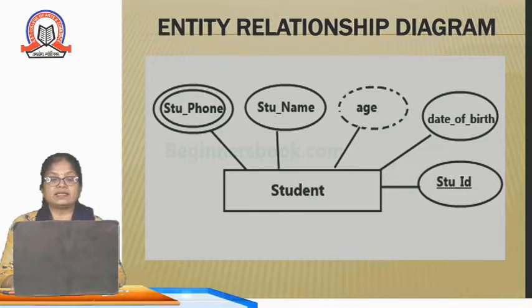So in this diagram you can see different types of attributes. Student phone number is a multi-valued attribute. Student name is a simple attribute. Age is the derived attribute. Date of birth and student ID, it is the unique or you can say key attribute which is underlined.